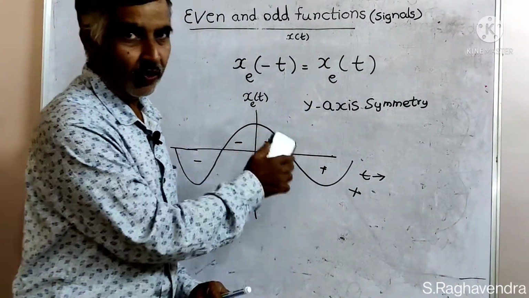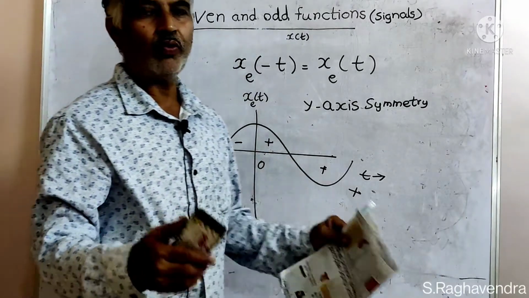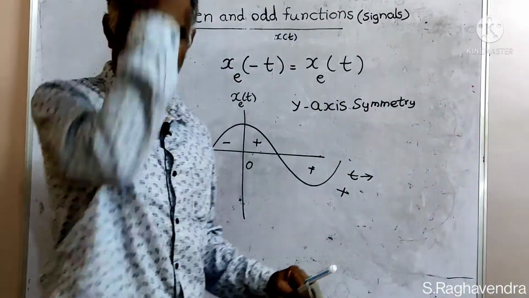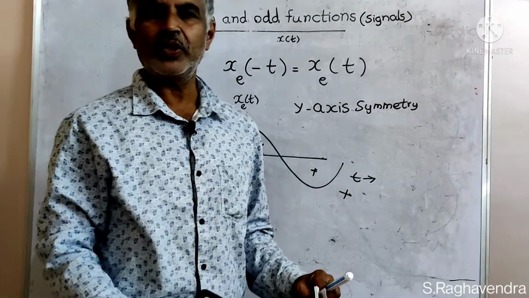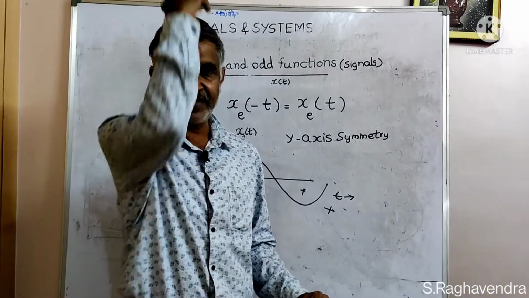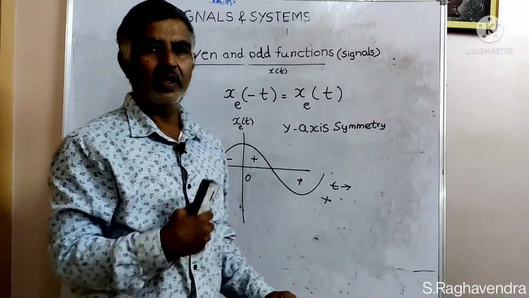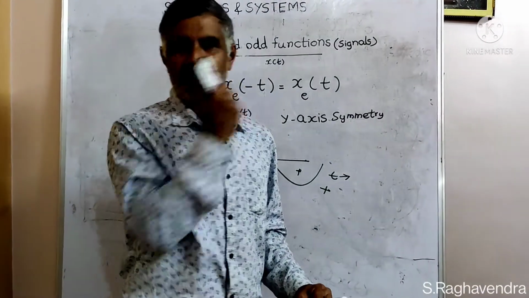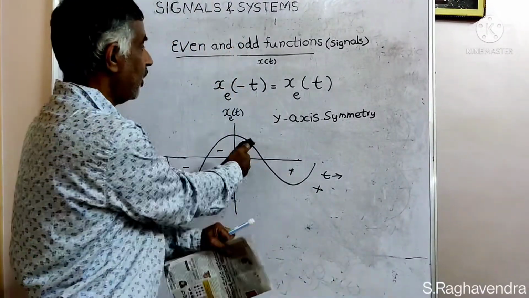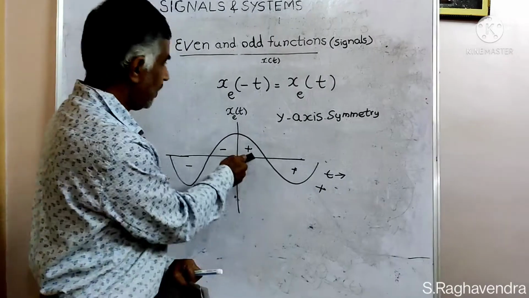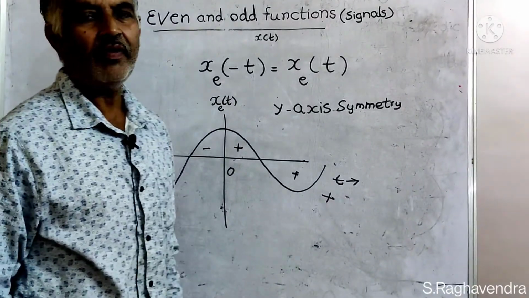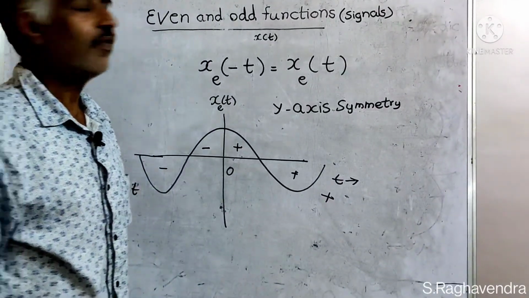I hope you followed what is symmetry. Symmetry means how the waveform stands. For example, take our body. Our body is also symmetrical. If you imagine an axis passing through the head in the middle, the body structure is symmetrical. In the case of waveforms also, we have this symmetry called even symmetry.